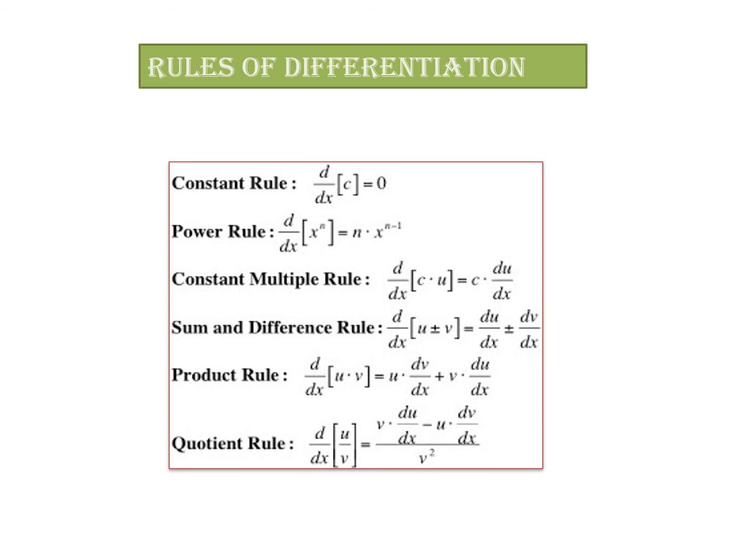Now the sum and difference rule, that is if u and v both are functions of x, then derivative of u plus or minus v is equal to derivative of u plus or minus derivative of v. The product rule, derivative of u into v is equal to u into derivative of v plus v into derivative of u. The quotient rule, that is derivative of u upon v is equal to v into derivative of u minus u into derivative of v upon v square.